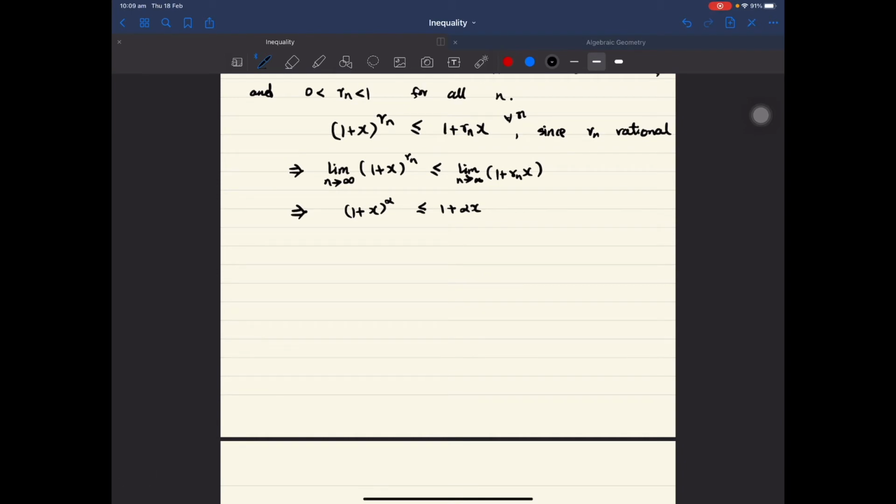So the first case is proven, so let's highlight that. And for equality, it holds only when x is equal to 0. So when x is equal to 0, the equality holds.